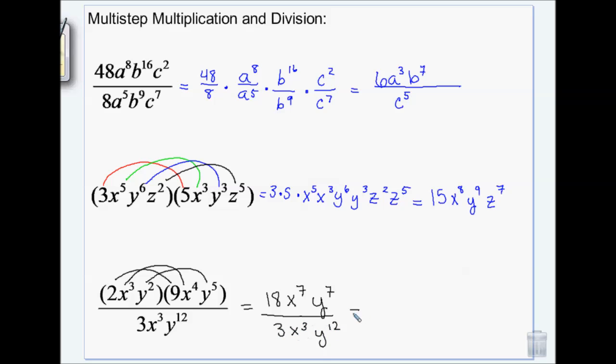And so far the denominator stayed the same because there was nothing to do down there. Now I do the division. So 18 divided by 3 is 6. X to the 7th over x to the 3rd, I'm going to subtract, so I get x to the 4th. And y to the 7th over y to the 12th, the 12 is bigger, so it'll be in the denominator.